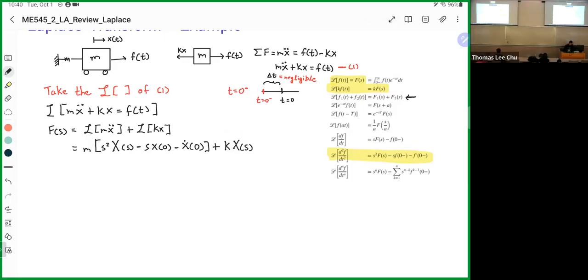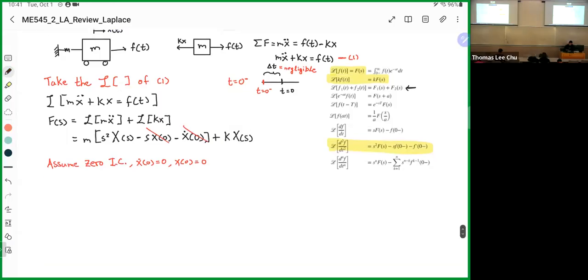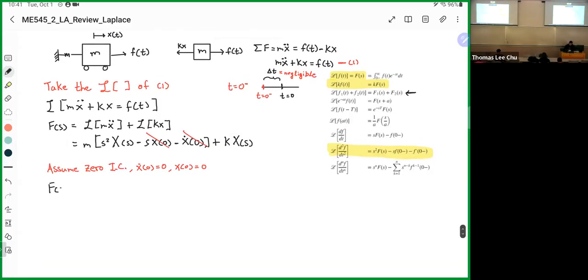Usually in homework or on exams, I'll tell you if there are initial conditions. I forgot to specify, but let's assume 0 initial conditions, meaning that this mass is not moving at time equal to 0, and its position is also at neutral, or at 0, at time equal to 0. So then we can make those terms go away. So now we're left with f of s is equal to m s squared x of s plus k x of s.